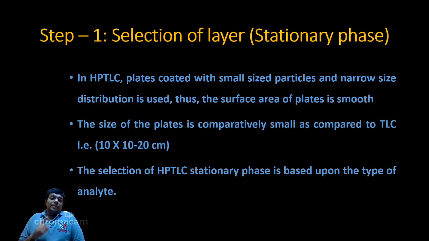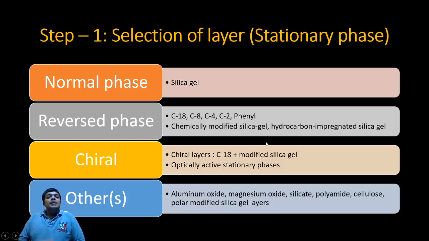Friends, you have to remember very well, when I give you the ePDF copy, I'll correct it, but over here it is big, large, not small. Step 1. What are the different stationary phases that you will use? If you are interested in a normal phase, you will use silica gel. If you are interested in a reverse phase, you can use C18, C8, C4, C2 and phenyl.